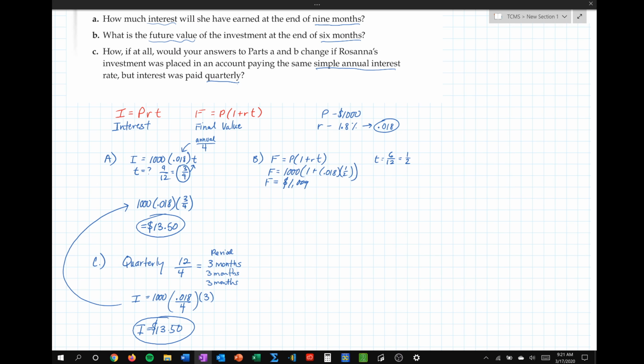And then the same idea applies for the future value of an investment at the end of 6 months. So if we were doing it for the other scenario, again, it's quarterly. So again, it's 12 months. You'd split the year up into 4. So now you end up again with 3-month periods.